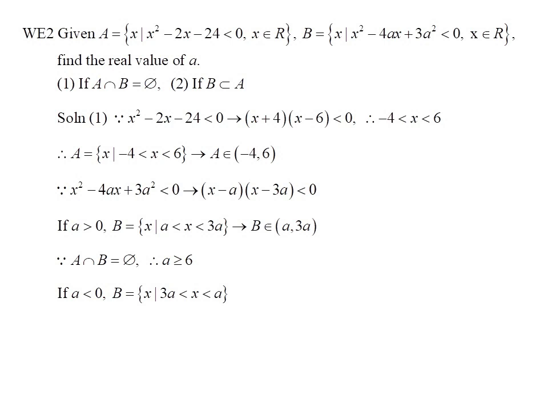When a is less than 0, the elements in set B are from 3a to a. Therefore, in order to make the intersection of sets A and B a null set, a must be less than or equal to -4. In summary, when a is less than or equal to -4 or greater than or equal to 6, there is no intersection between sets A and B.